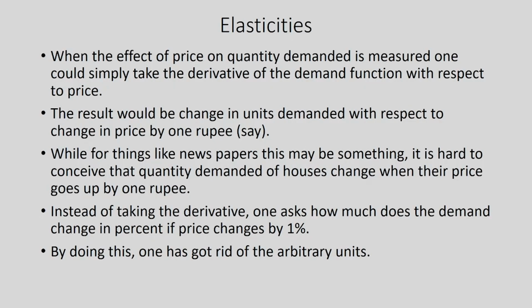Now, here the problem is this. While for things like newspapers, this may be something, it is hard to conceive that the quantity demanded of houses changes when their price goes up by 1 rupee. Think about it, this is valid for cars also. If the car price rises by 1 rupee, because we are talking about the Indian context, the minimum unit of money, let us take that to be 1 rupee.